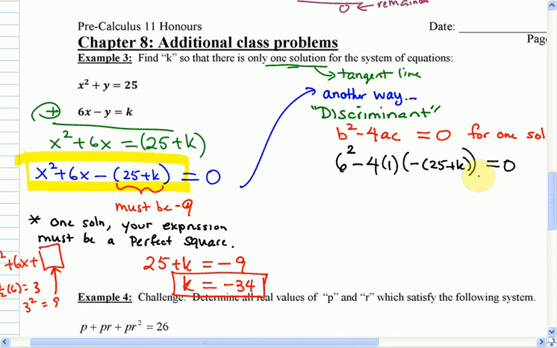All right, time to solve. 6 squared is 36. The two negatives here become a positive. And then I've got 4 times 25 plus k equal to 0. Most of you probably want to just distribute this out.